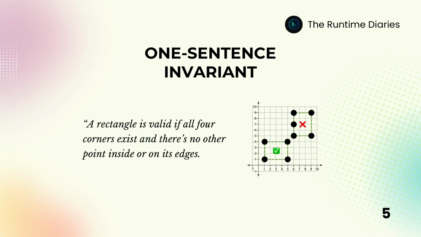Here's the key invariant for this problem, and I recommend writing this down. For any rectangle we consider, it's valid if and only if 1. All four of its corners exist among the given points, and 2. There is no other point inside or on its edges. That's the entire rule set in one sentence. Every optimization we make later will exist only to check this invariant faster.